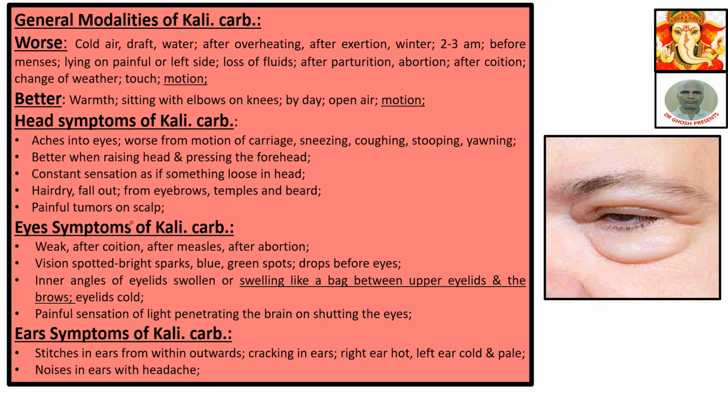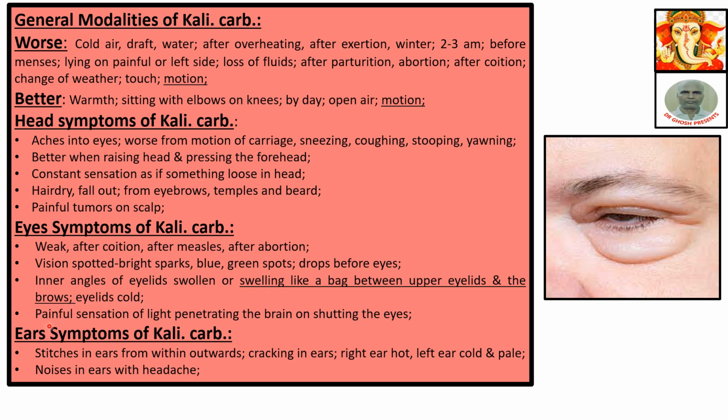Painful tumors on scalp. Eye symptoms of Kali Carb: weak after coition, after measles, after abortion. Weak eye means weak in vision. Vision spotted, bright sparks, blue, green spots, drops before eyes. These are feelings, not true before the vision. Inner angles of eyelids swelling like a bag between upper eyelid and the brow. This picture.